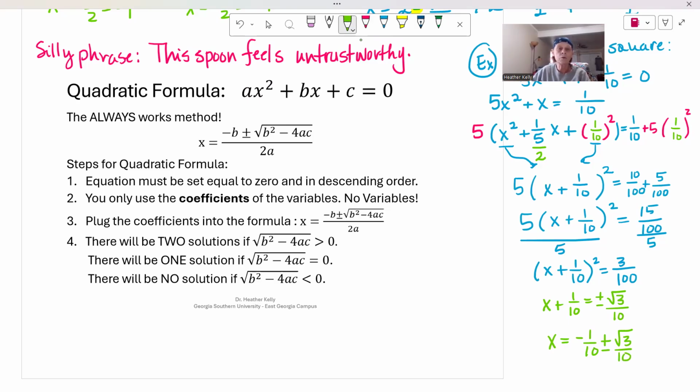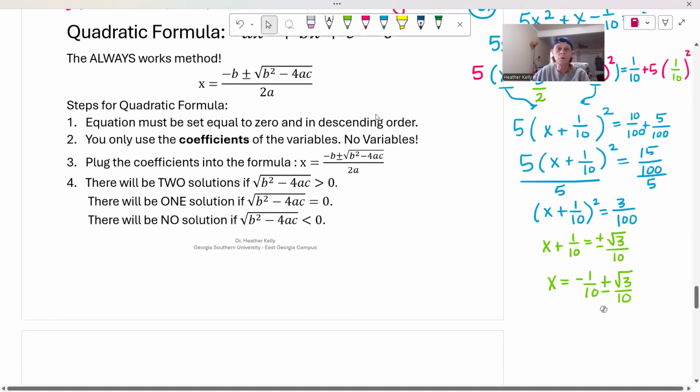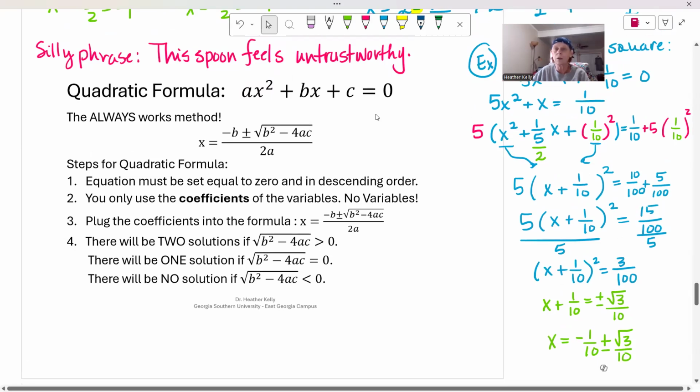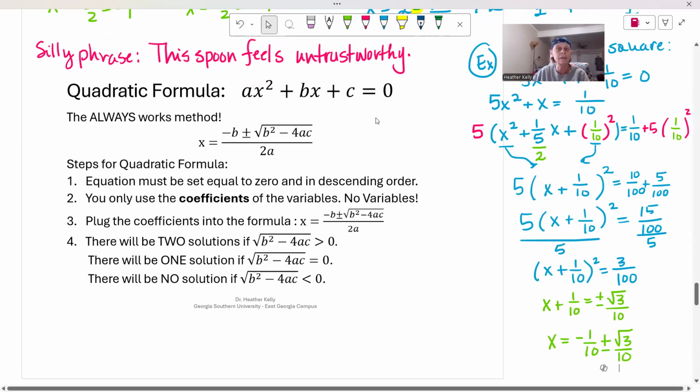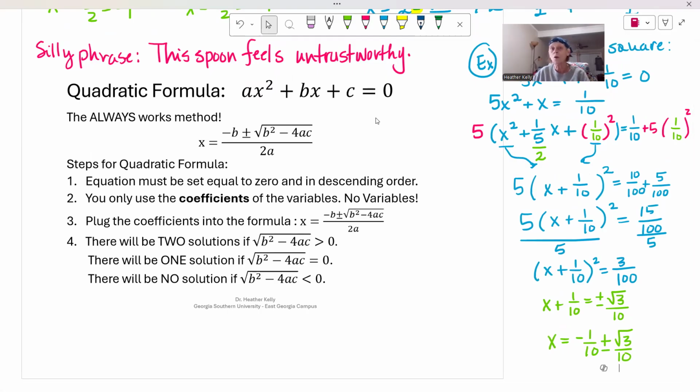Okay, so let's move on to something that you're more familiar with. I know you all have seen the quadratic formula. Here it is. This is the always-works method every single time, no matter if it can factor or not, whether you're missing a term in the middle, whether you're missing the constant, no matter what, you can always use this. This is definitely a brute force method, but it always works, okay?